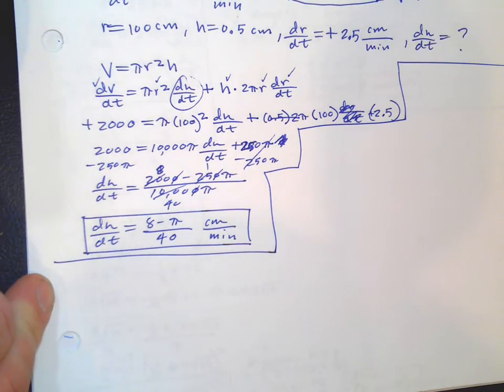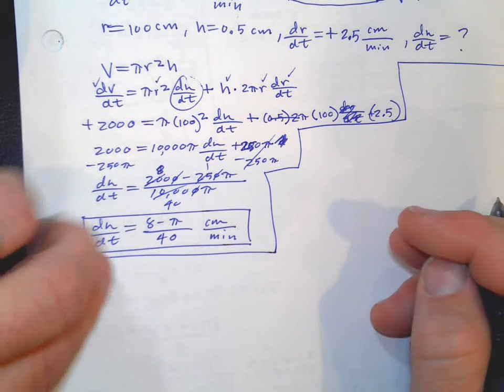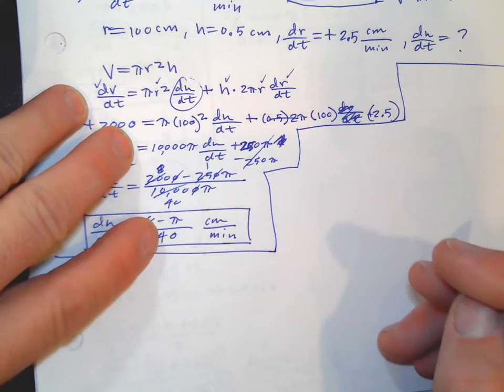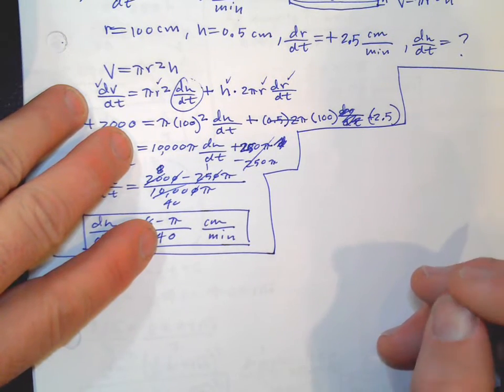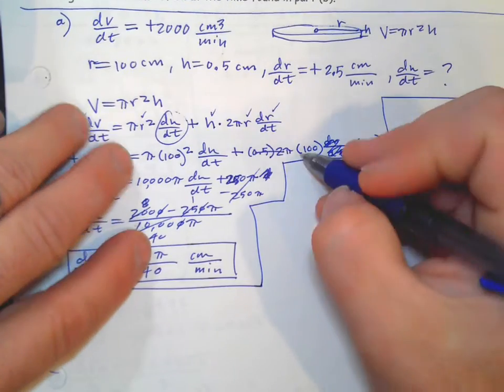Okay, part B says a recovery device arrives at the scene and begins removing oil. The rate at which the oil is removed.